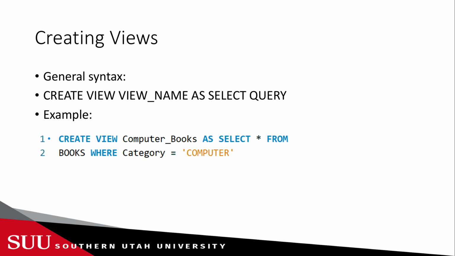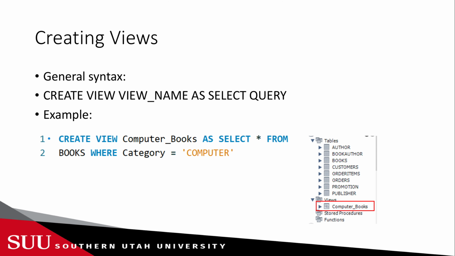Let's look at an example. So in this example, we're creating a view called computer books by writing this code: create view computer books as select star from books where category is equal to computer. Now if you notice, this is pretty similar to creating a table based on the result of the select query, but instead of saying create table, we say create view. And once you create that, you will see your view pop up underneath your tables.